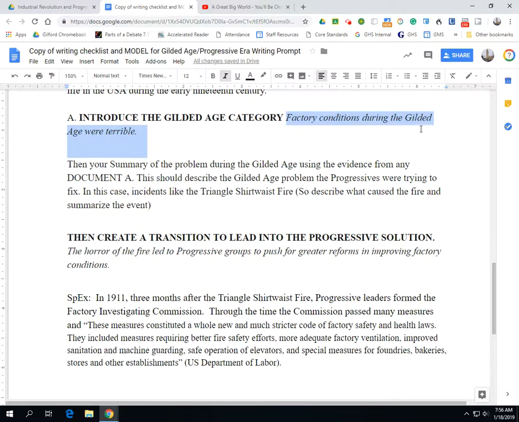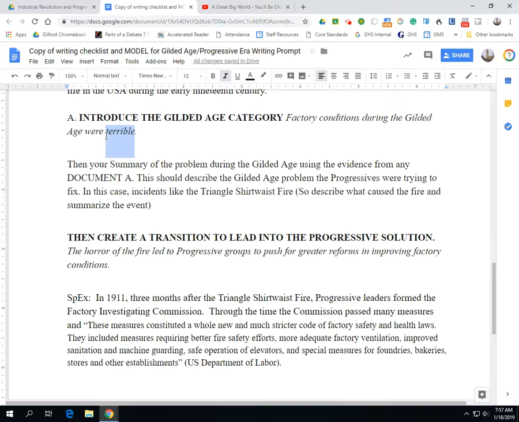So you're going to notice that I said factory conditions, which is the category that we are talking about. So factory conditions during the Gilded Age, so I specify my time period, were terrible. As you go into each new section, the first sentence you create for A should clarify what category it is: urbanization, child labor, party bosses, business practices, whatever category you're looking at. Specify your time period, during the early 19th century, during the Gilded Era, were what. And then offer an adjective that will tell the reader what negative aspect these are.